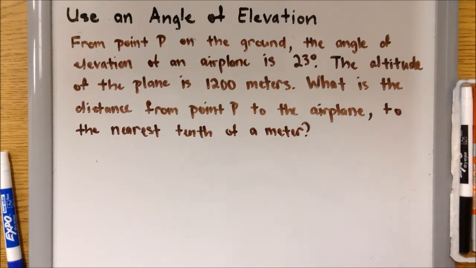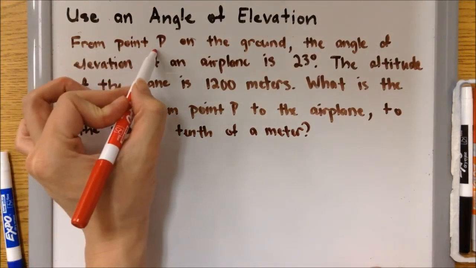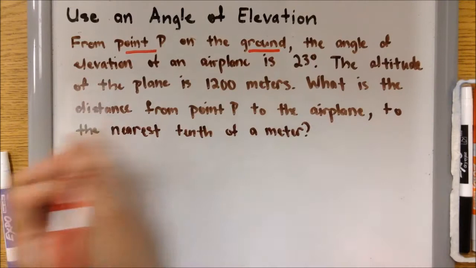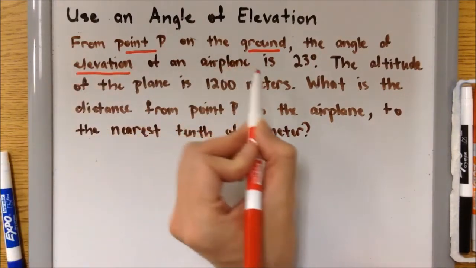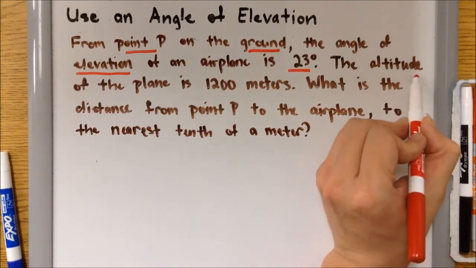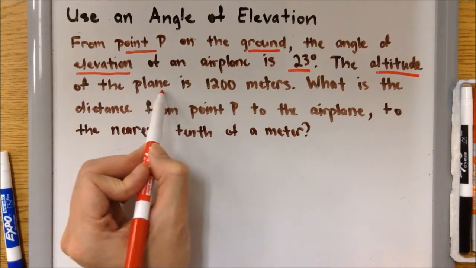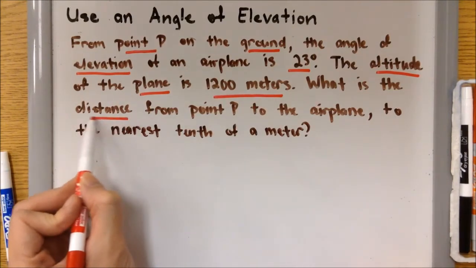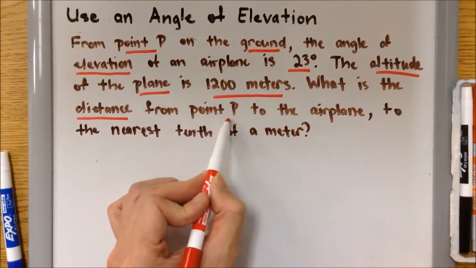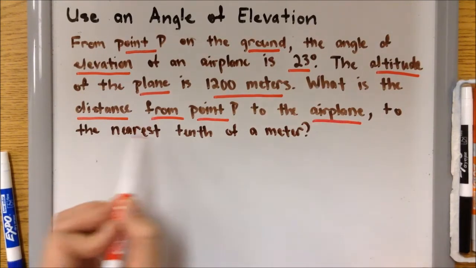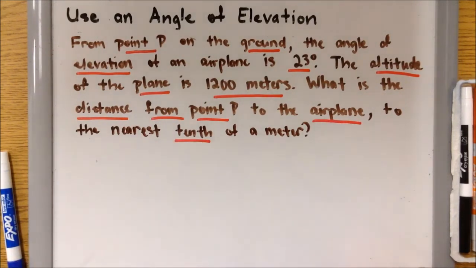So, important information that we should know. Point P is on the ground. The angle of elevation of the airplane is 23 degrees. The altitude of the plane is 1,200 meters. What is the distance from point P to the airplane to the nearest tenth of a meter?